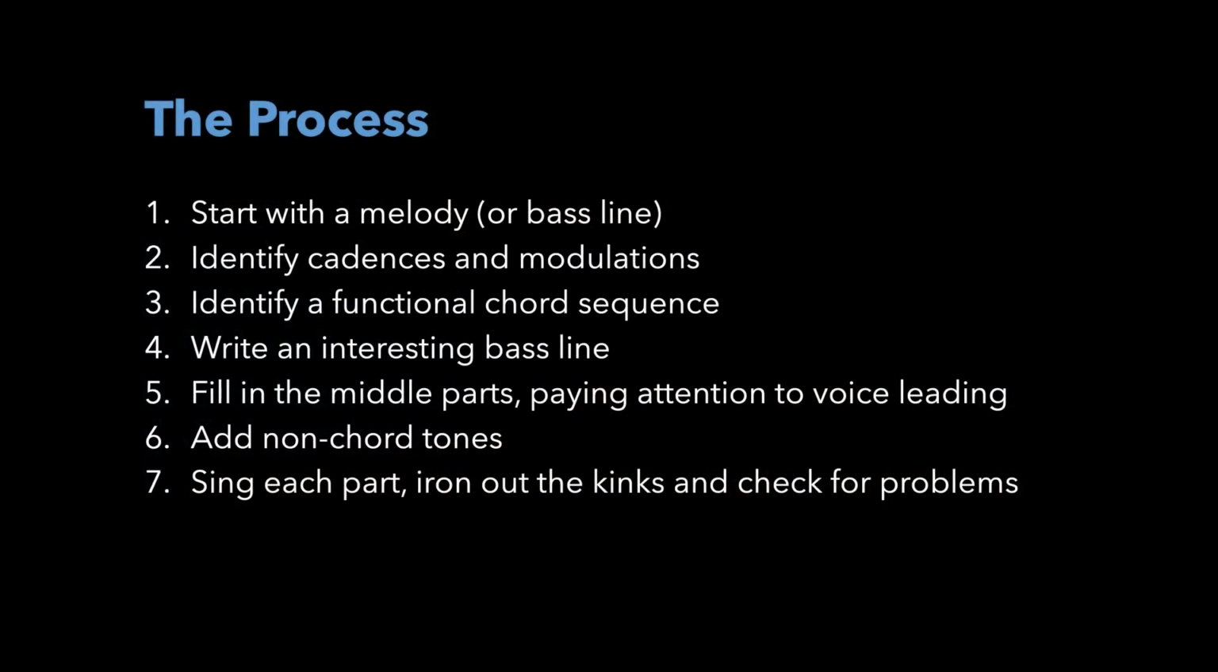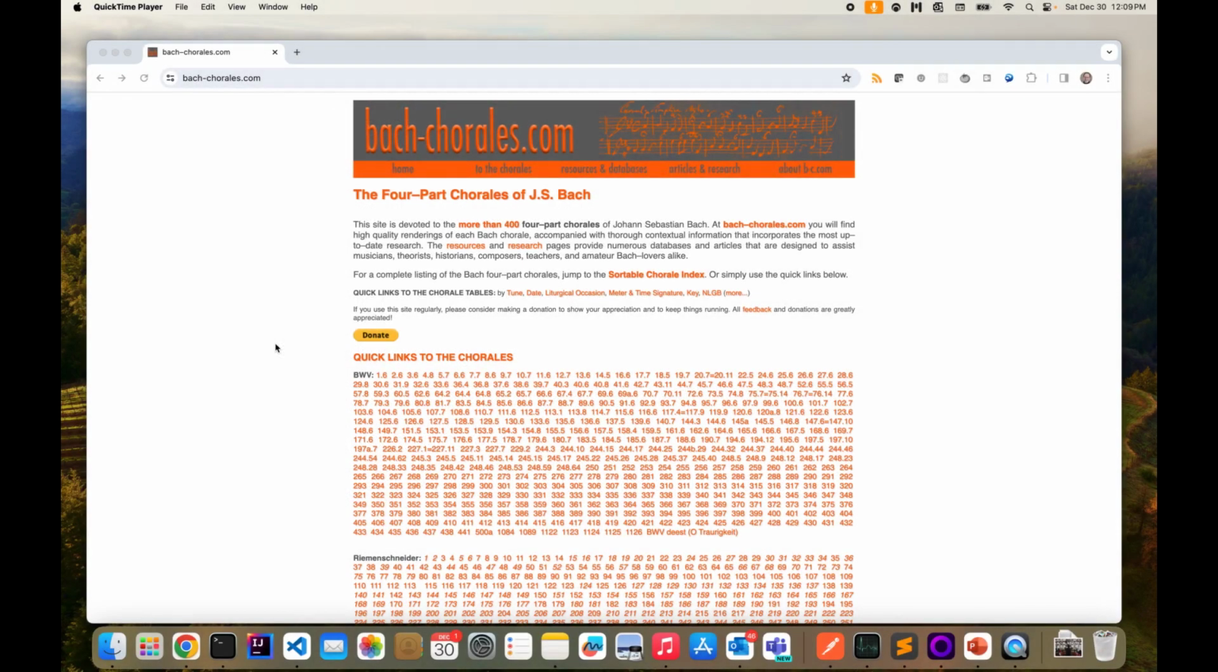Here's the process for writing four-part harmony that we talked about last time. Now, as you can tell, the first step is we start with a melody. Well, where do you find a melody? Well, on this website, Bachchorales.com, you can find links to every Bach chorale ever written. This is a really great site that I recommend.